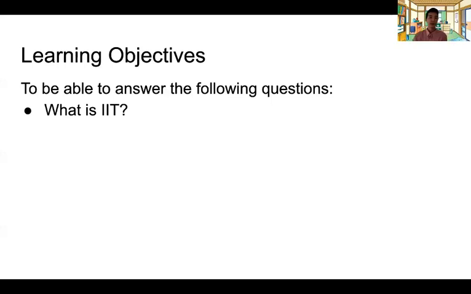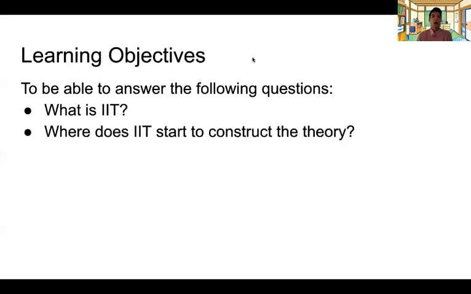Okay, so the learning objective of this week is to be able to answer the following questions. First of all, what is IIT? It's a difficult question to really correctly and fully answer, but the overall general answer would be enough. Integrated information theory, and how it goes from where and then to where. So basically, where does IIT start, which is phenomenology, and then to construct a theory.